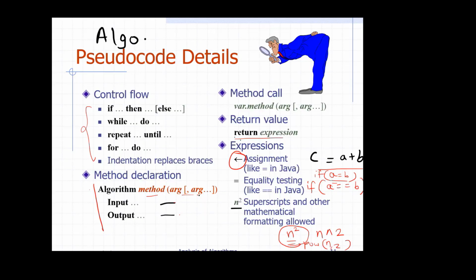Then equality testing, and they are using this symbol for equality in algorithms in books, but we can as well use equal to and equal to. Then superscripts as you prefer.